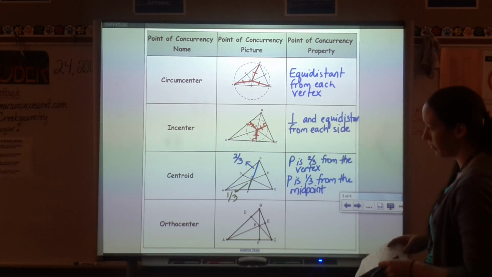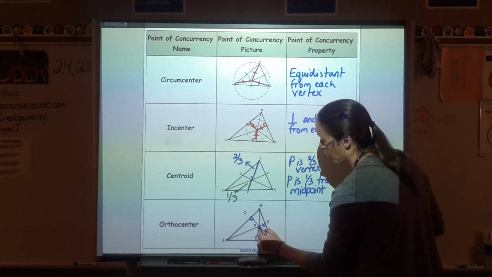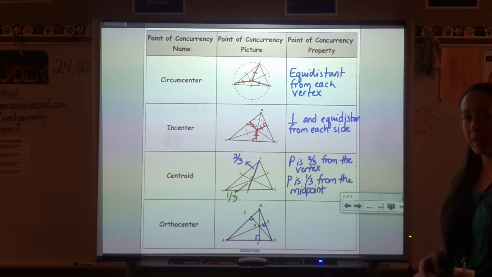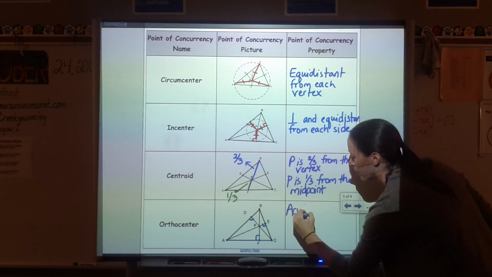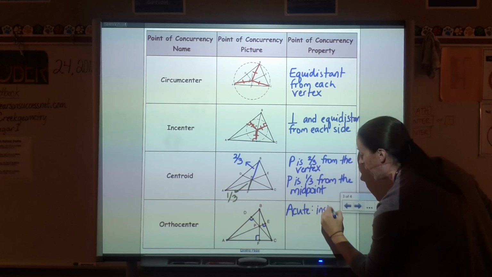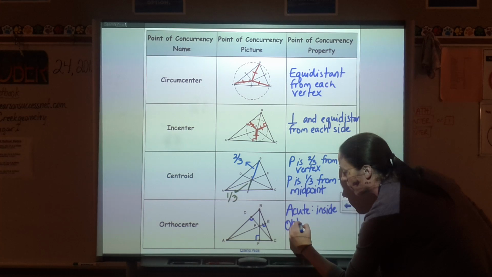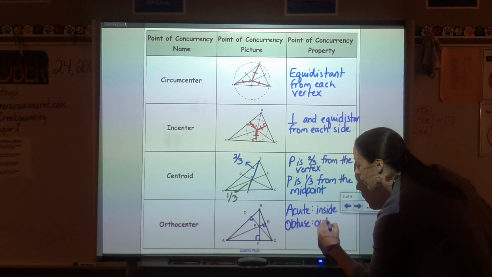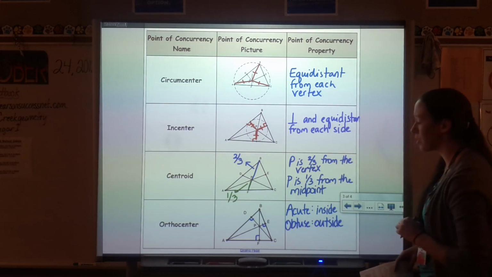Finishing it up, orthocenter. The altitudes of a triangle create the orthocenter point, P. Now the unique property of the orthocenter is its position based on the type of triangle that you have. If your triangle is acute, the orthocenter will be inside, and that's what you see pictured in that diagram. If your triangle is obtuse, the orthocenter will actually be positioned outside the triangle. Okay, think about what that might look like. You'll be exploring with some constructions next week.